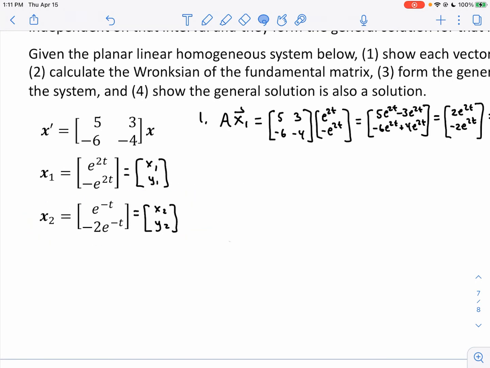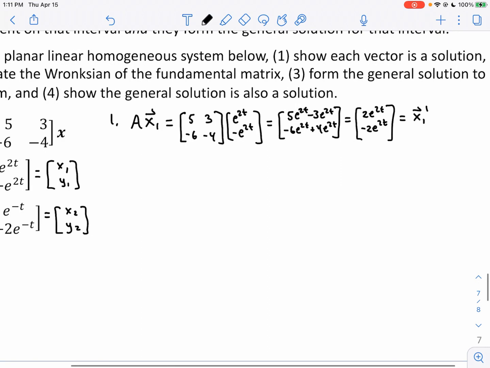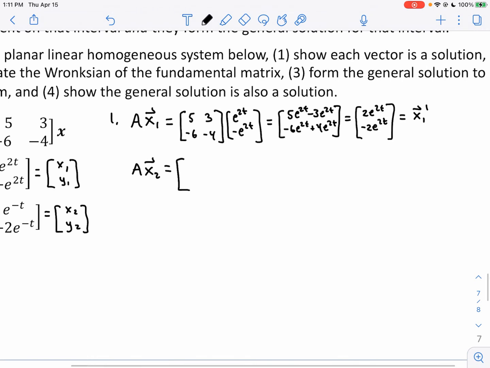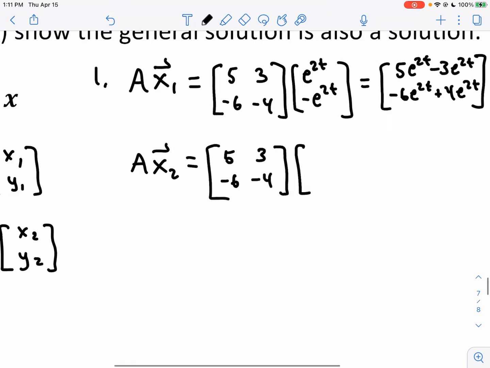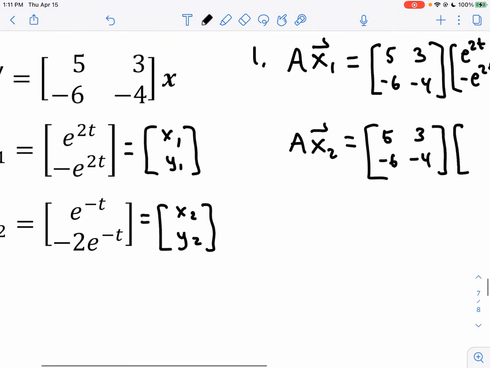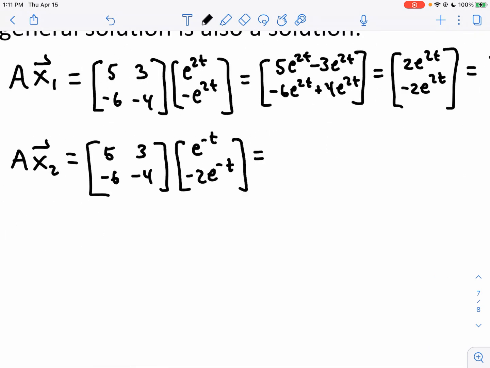So I'm going to repeat this process, but with this one here. And I'm going to do this side first. So this is still part 1, showing that these are solutions. So I'm going to do matrix A times vector 2. Okay, so matrix A is just our 5, 3, -6, -4. I'm going to multiply that by the second vector, which is e to the negative t and negative 2e to the negative t. This is a 2 by 2 times a 2 by 1. That's going to give me a 2 by 1 result.